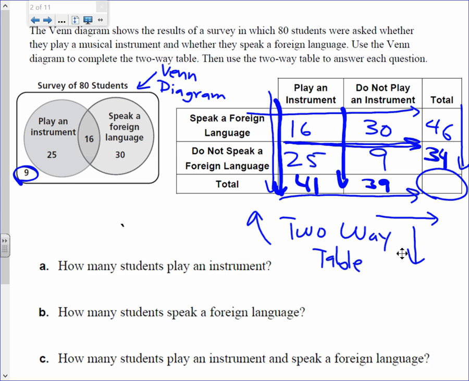Thank you. You're awesome. So now watch this. The grand total in the corner is going to be the totals going down and the totals going from left to right, which is going to be a grand total of 80. Very nice.